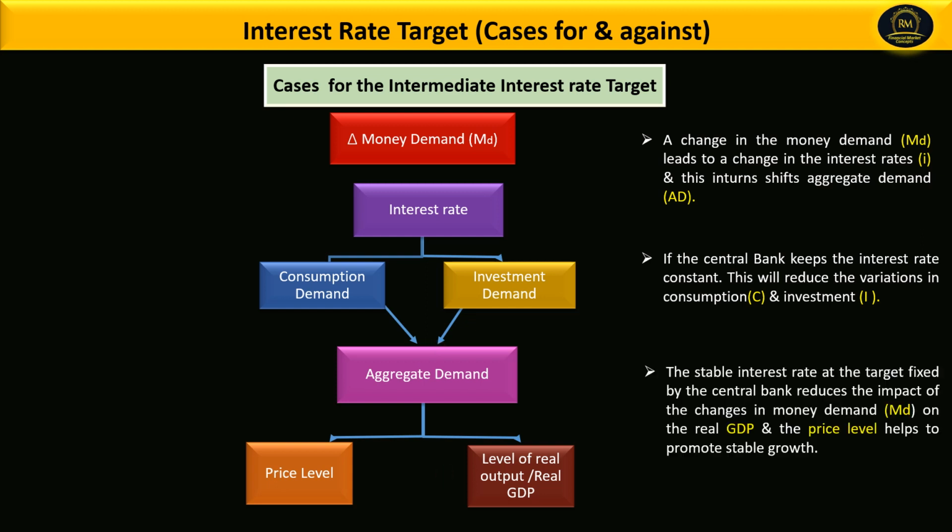So this clearly shows that if the central bank keeps the interest rate constant, this will reduce the variation in consumption and investment demand, and in turn will reduce the variation in aggregate demand. So the stable interest rate target fixed by the central bank reduces the impact of change in the money demand on the real GDP and the price level of the economy, and helps to promote smooth and steady growth in the economy.